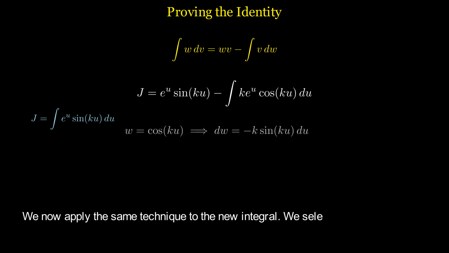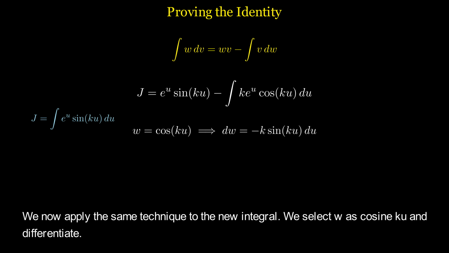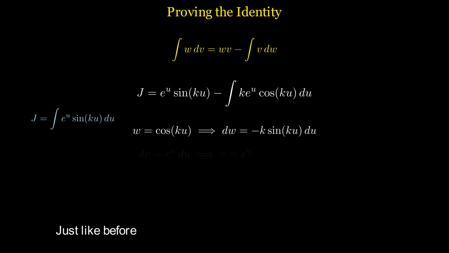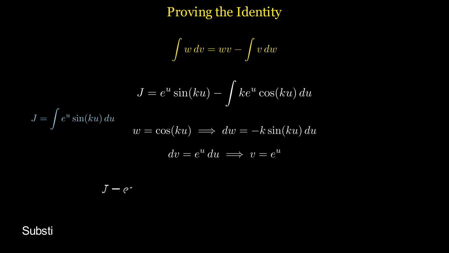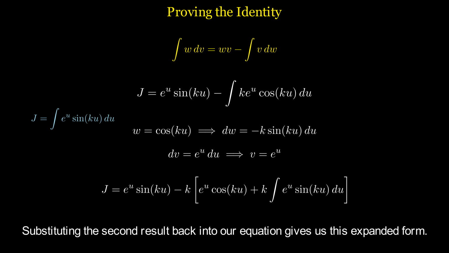We now apply the same technique to the new integral. We select w as cosine ku and differentiate. Just like before, dv is e to the u du, which integrates to e to the u. Substituting the second result back into our equation gives us this expanded form.